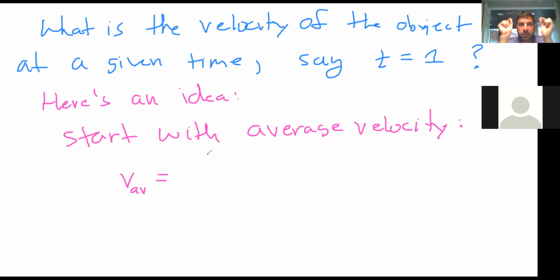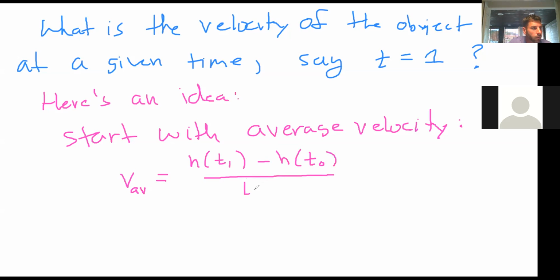We take two instances in time, we look at where we're located, we compute the difference of that, and then we divide by how much time. Many of you have probably done this in a car and you haven't even thought about it when you're going on vacation or traveling somewhere. So average velocity is defined as height at time 1 minus height at some other time, which we'll denote t0, all over the difference in those times.